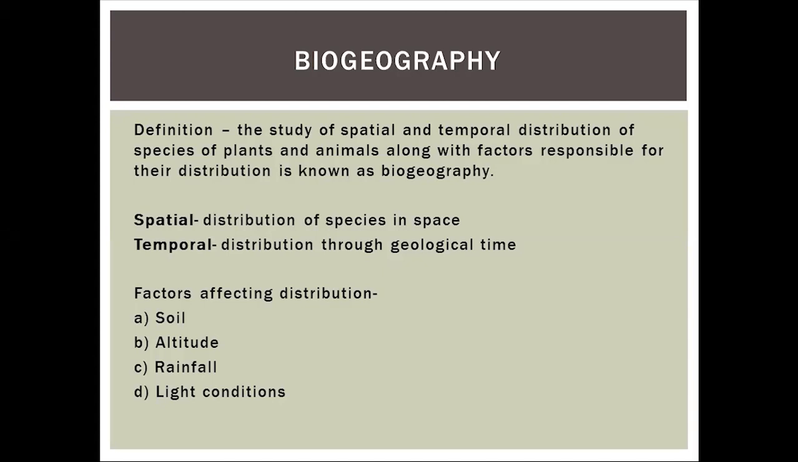The next topic is biogeographical zones of India. For that, let us first understand the meaning of biogeography. The study of spatial and temporal distribution of species of plants and animals, along with factors responsible for that distribution, is known as biogeography. So it deals with the study of spatial distribution of species. What is the meaning of spatial distribution? How the species are distributed in space, that is, in different regions on the earth.